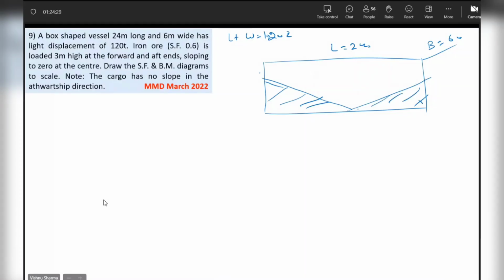Draw the SFBM diagram. This height is 3 meters. This height is 3 meters. And this is 0 here. Height is 0, right? The cargo has no slope in the athwartship direction. Draw the SFBM diagram. Guys, do you want me to make the load table and leave it then? Shall we make the load table and load diagram so that it's revisited? Yes or no? Or you'll be able to do?